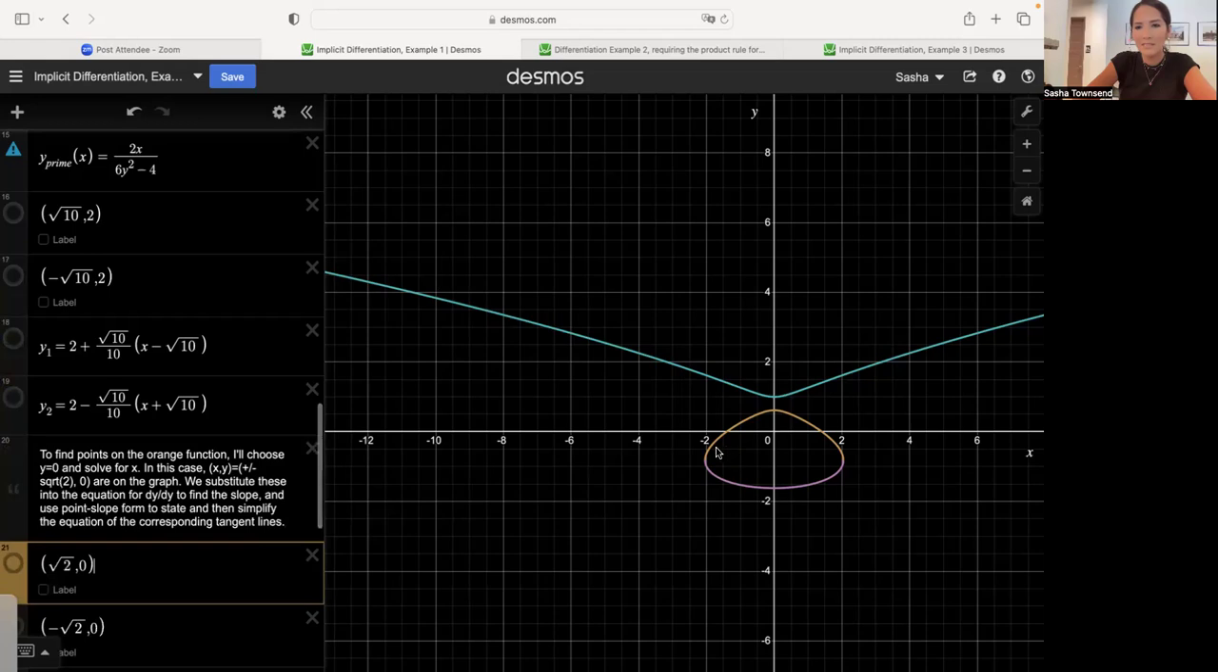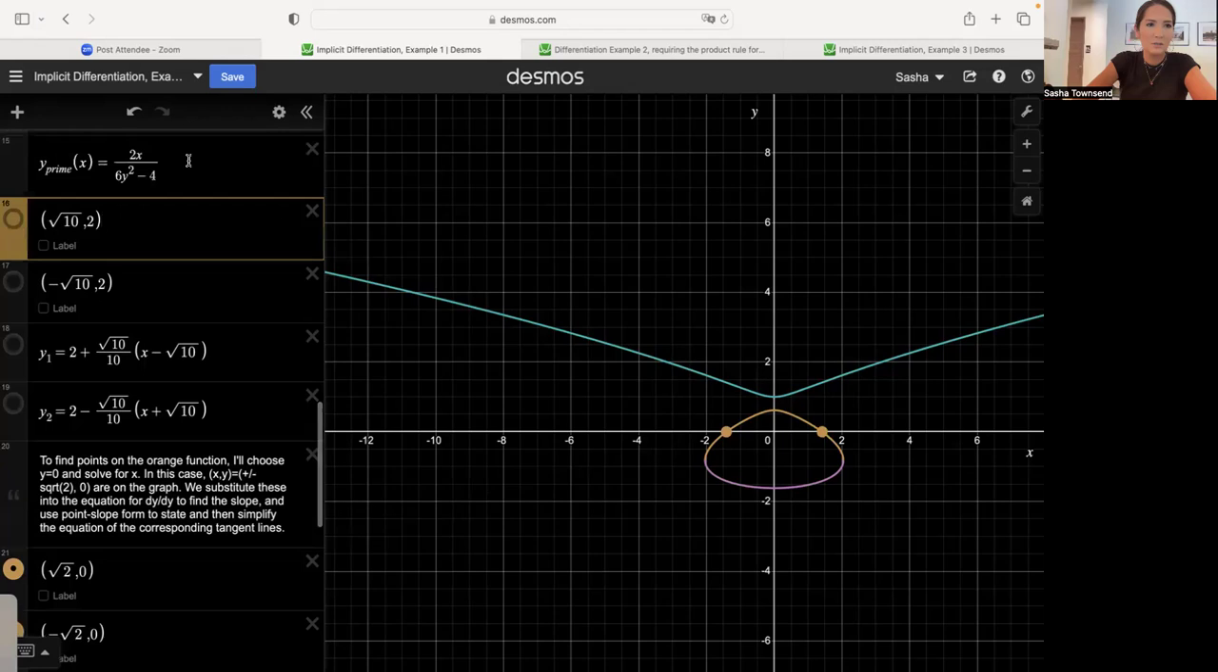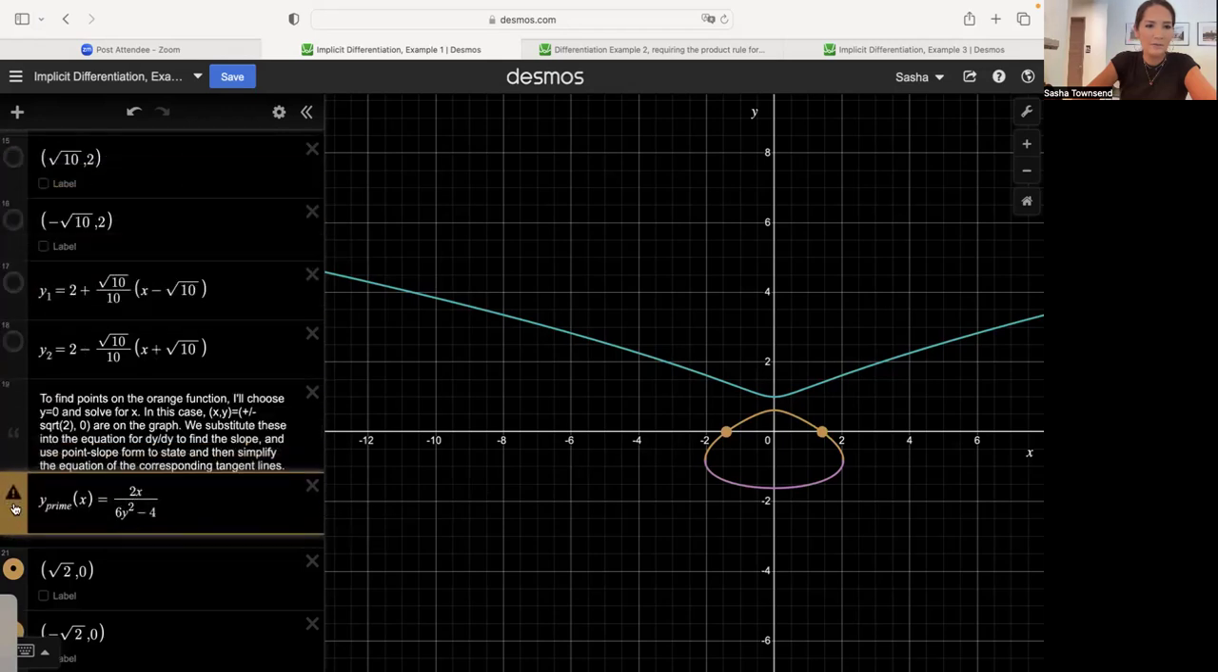And then if you want to find points on this curve, I just chose a convenient x or y value. I said, well, I know that y is equal to 0 here at these points. And I solved for x. So I got x equals plus or minus the square root of 2. Those are those points of intersection right there. And then I said, okay, let's plug these values into our derivative formula that we found using implicit differentiation by hand.